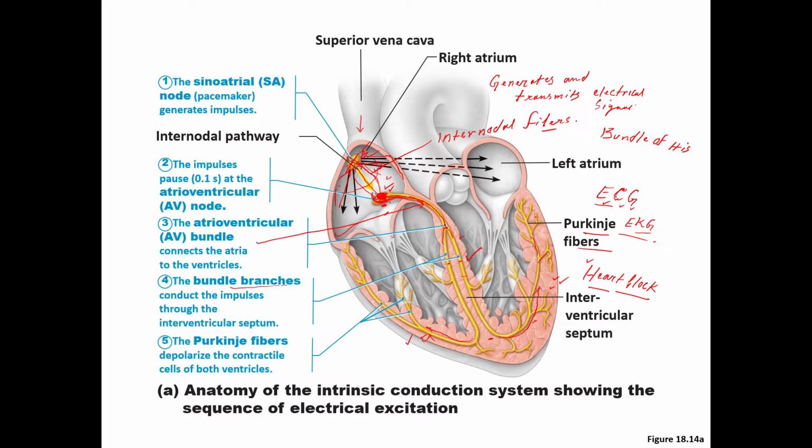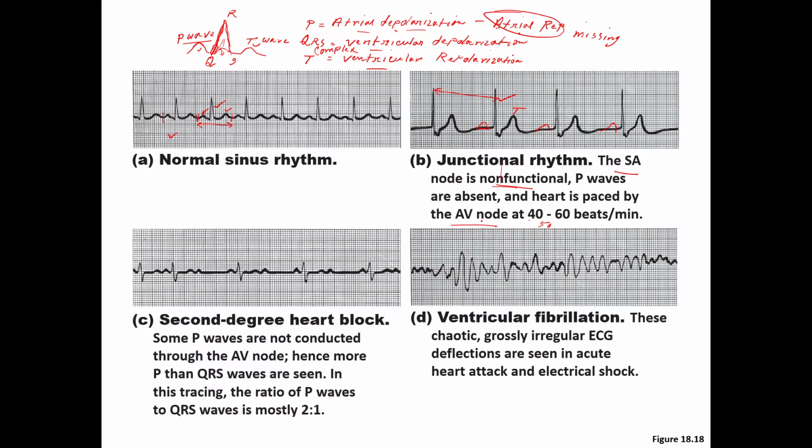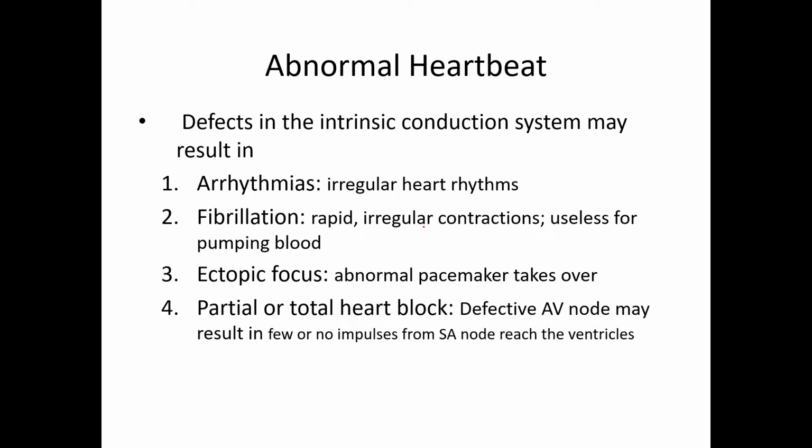Now if the AV node is totally damaged or non-functional, that is third degree heart block. The ventricle will not get any electrical impulse and will not be able to contract. So third degree heart block is actually close to death. The person is close to death. So: first degree, second degree, third degree heart block.